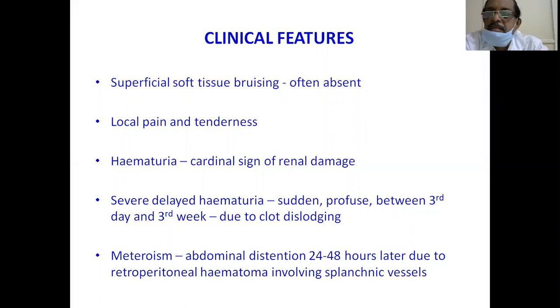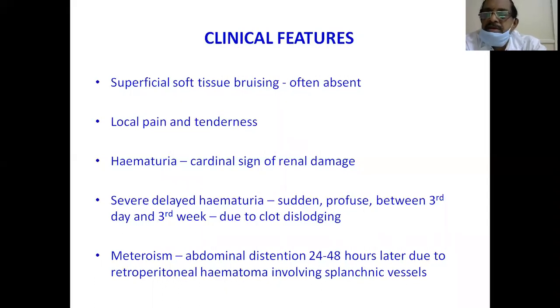Local pain and tenderness can be there when there is a blunt abdominal injury, a simple injury like contact sports and boxing injuries. Hematuria is a cardinal sign of renal damage, but as I said, sometimes very rarely it may be absent. And there can be a severe delayed hematuria, sudden and profuse, between third day and third week due to clot discharging. How does hemorrhage get controlled? First, contraction of the vasculature, then clot formation. When the clot is discharged, there will be bleeding. This is called secondary hemorrhage.